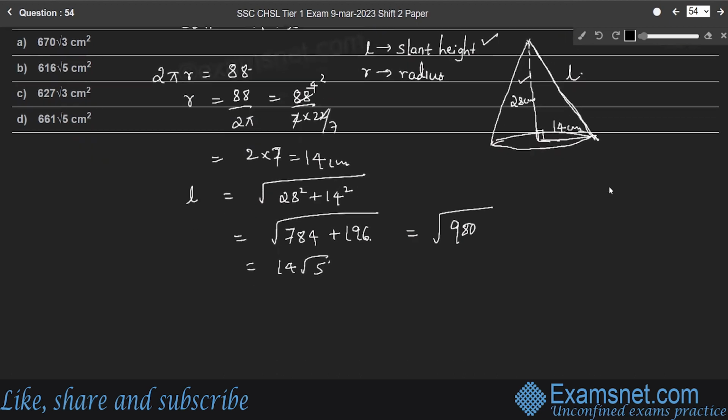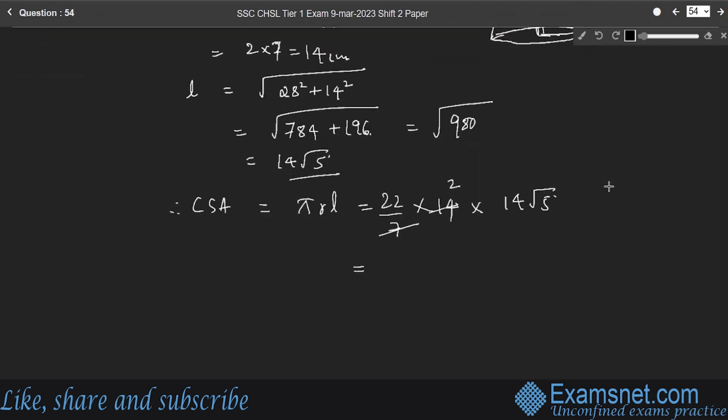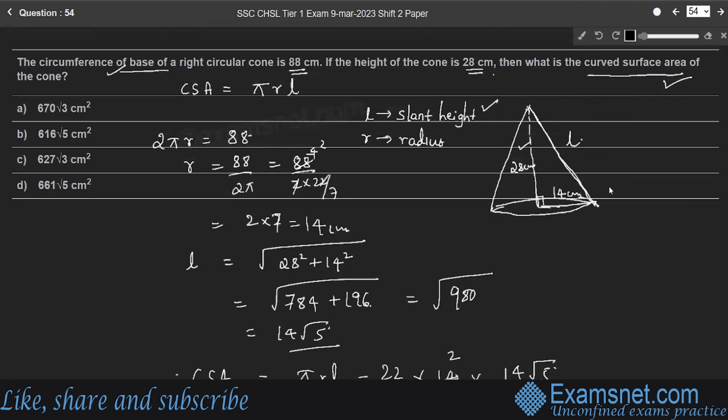Therefore, curved surface area CSA is equal to pi RL. Pi is 22 by 7, radius is 14, and slant height is 14 into root 5. So 7 into 2. Therefore, it is 44 into 14 root 5, which is 616 root 5 centimeter square, the curved surface area of the right circular cone. So option B is the right answer.